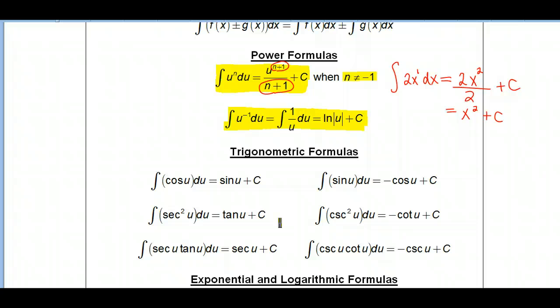So this one would be the antiderivative of x to the -1.